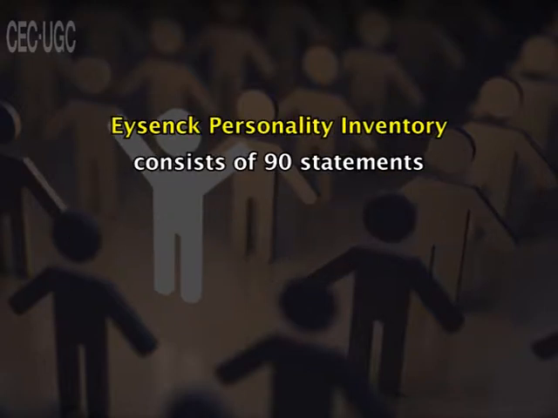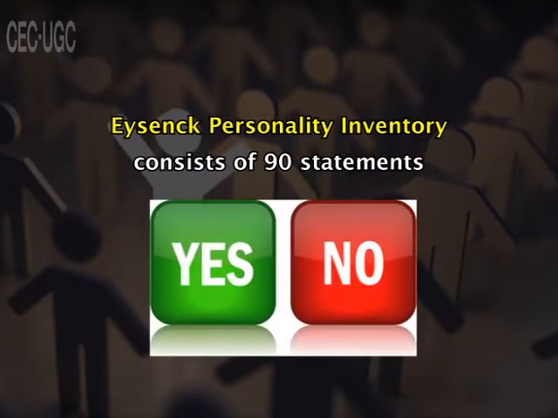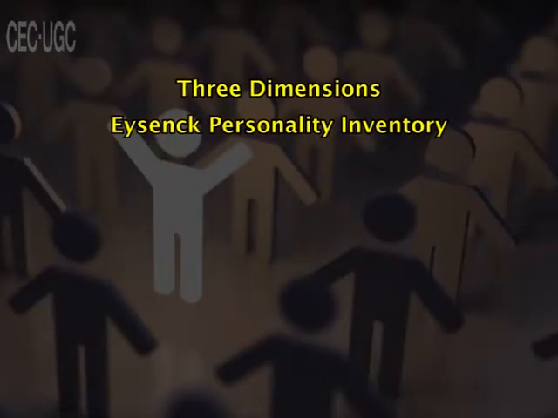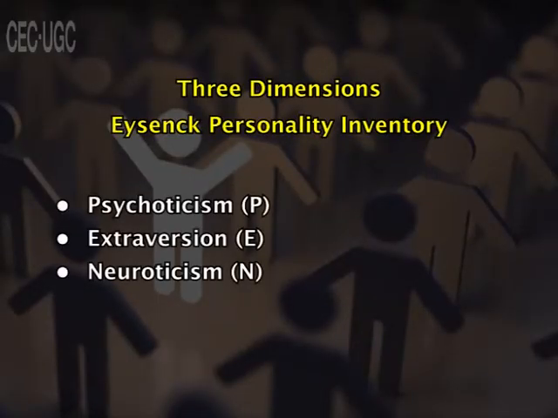It consists of 90 statements to be answered in terms of yes or no. Initially, Eysenck identified only two dimensions of personality, but later on, a third dimension was included in it. Now, the inventory has three dimensions: psychoticism or P, extroversion or E, and neuroticism or N. Let's briefly define all three of them.